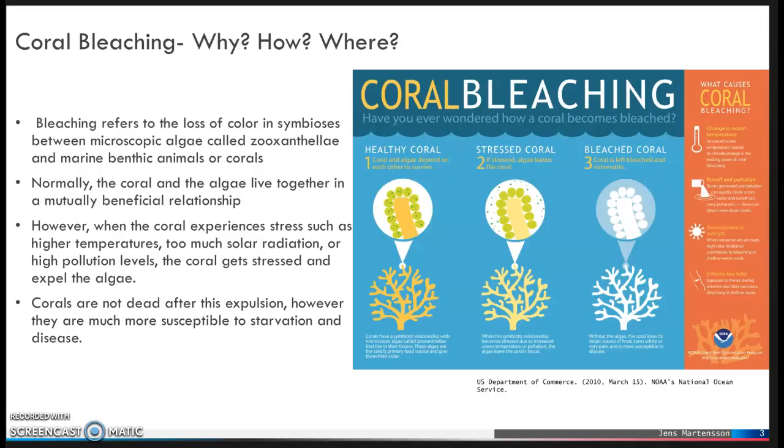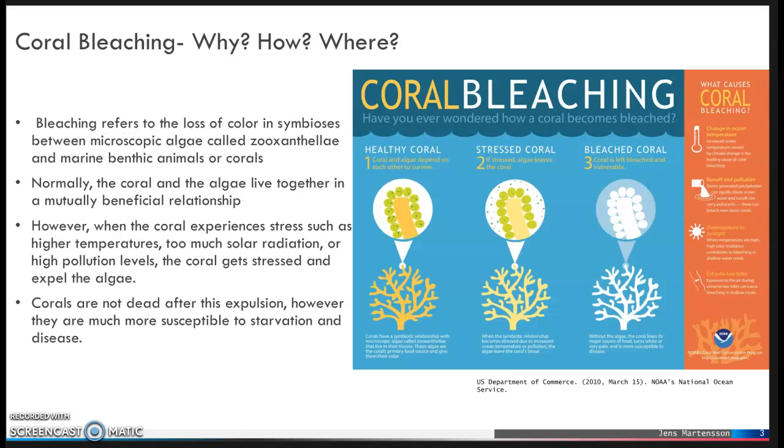Alright, just to start with some of the basics of what coral bleaching is. Bleaching refers to the loss of color in symbiotic algae between the microscopic algae and corals. Normally, the coral and the algae live together in a mutually beneficial relationship. However, when the coral experiences stress, such as higher temperatures in the ocean, too much solar radiation, high pollution levels, or others, the coral gets stressed and expels the algae. Corals are not dead after this expulsion, however, they are much more susceptible to starvation and disease, and if they do not regain the algae and remain at high temperatures, they will eventually die.